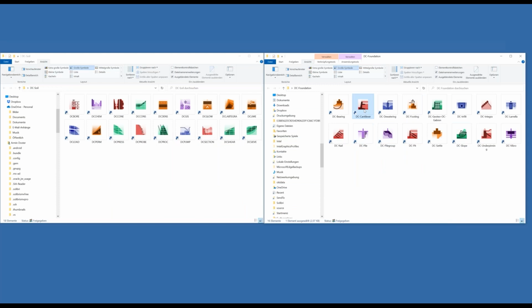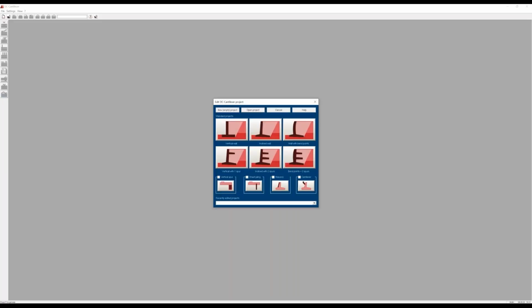The second program for today is DC-Cantilever for the analysis of cantilever walls. And here as well, if we start, we have some proposals for the type of wall. This has the sense that we want to have a quite easy input if we don't need a very complicated wall. You see that we have many options.